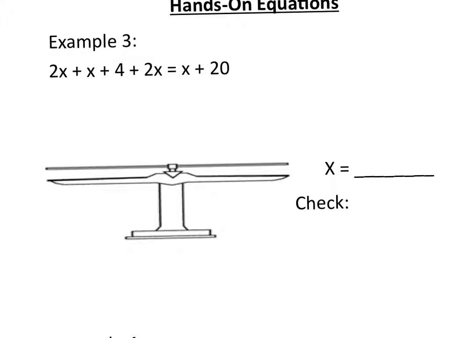All right, so we know how we're going to start. And I like how I drew those last triangles, so I'm going to do that again. So we have 2x plus x plus 4 plus 2x equals x plus 20. And we know we're going to make up 20 by using 4 and 16 because 4 plus 16 is 20. We can take away a 4 from each side.